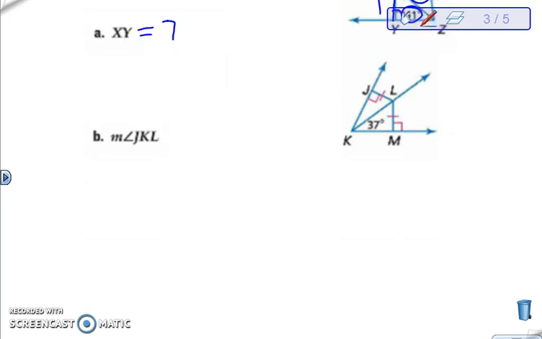Similarly, if I am looking for JKL, I notice that I've got my little congruent marks. I've got my right angles. So if the lines are the same, and I've got some right angles, that means this angle here is bisected. So 37 degrees on the right side means there's also 37 degrees on the left side. Therefore, JKL must equal 37 degrees.